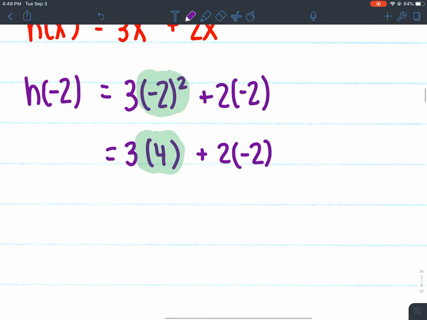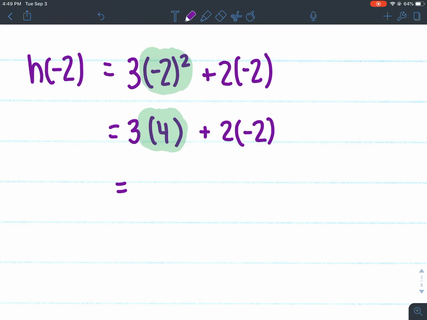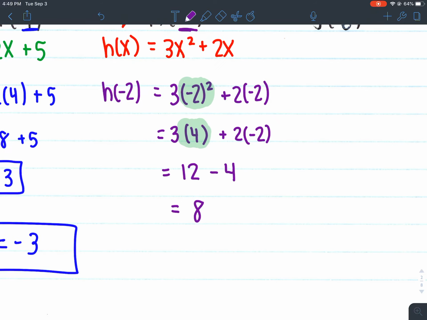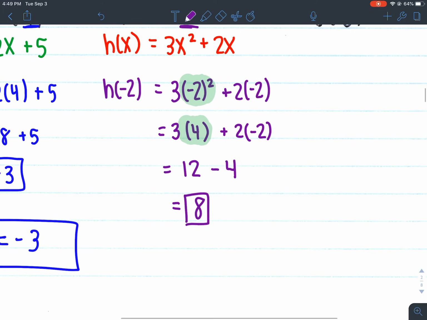Okay, and now I'm going to continue my math like normal. 3 times 4 is 12. 2 times -2 is -4, and that's going to give me 8. So my answer here is 8, or h of -2 equals 8.